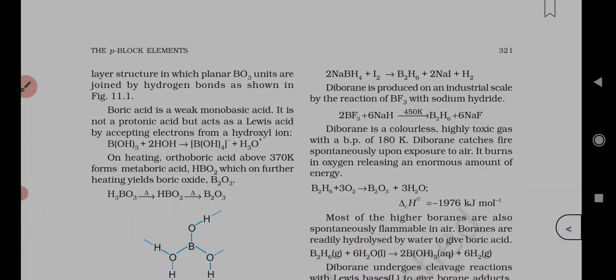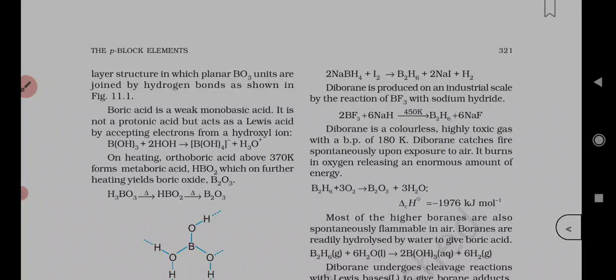It is not a protonic acid, it does not give protons, but acts as a Lewis acid by accepting electrons from a hydroxyl ion. So B(OH)3 is called boric acid, H3BO3, B(OH) taken thrice, plus HOH. In that, when it takes OH minus from water, H plus ions are released.